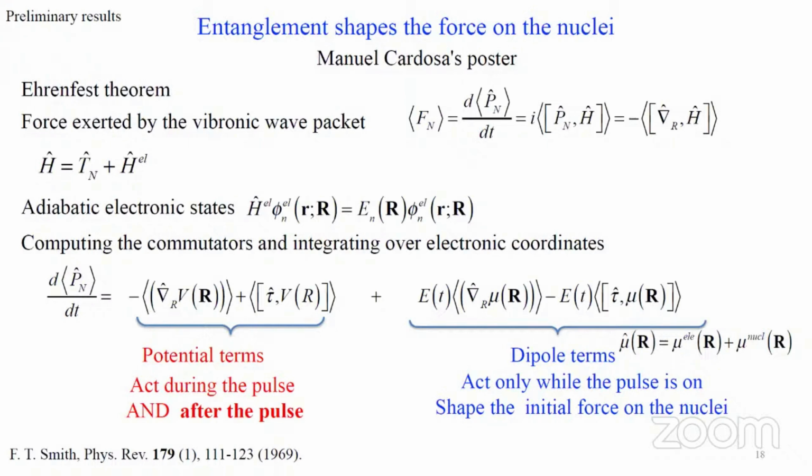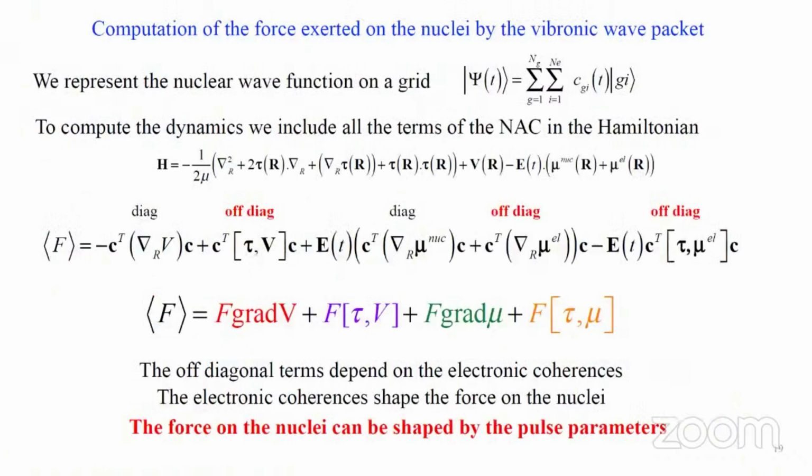So this is where you shape the force with the initial state. And again, they are similar to those, right? The mean value of the gradient of the full dipole and the mean value of the commutator between the dipole and the NAC, multiplied by the electric field. And so this is where you see that you can have a force. If you have NAC in the Franck-Condon region, you will have a rather large force that will come from this term. Okay, and this will shape your initial kick on the nuclei.